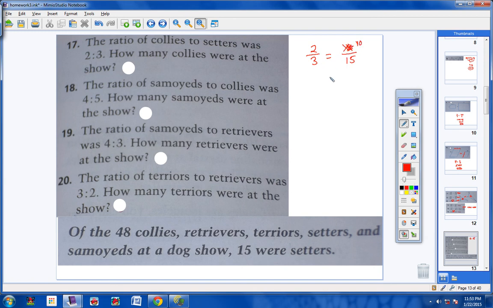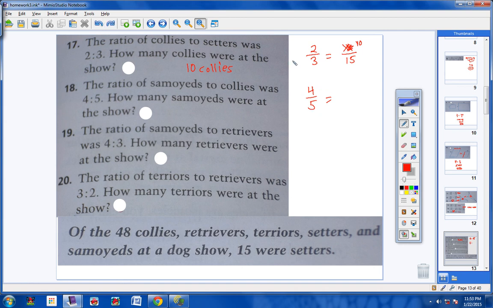10. 10 collies. How do I know that? Well, 3 times X is 3X. 2 times 15 is 30. Divide by 3 and you get 10. So now I know some more information. Now I know I have 10 what? Collies. Alright, let's continue on. The ratio of Samoyeds to collies was 4 to 5. Got it? Samoyeds to collies. Yeah, Samoyeds to collies was 4 to 5.